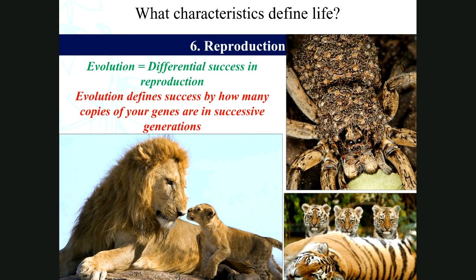Reproduction through evolution, so differential success of reproduction. So the evolution defines the success of how many copies of your genes are in successive generations.